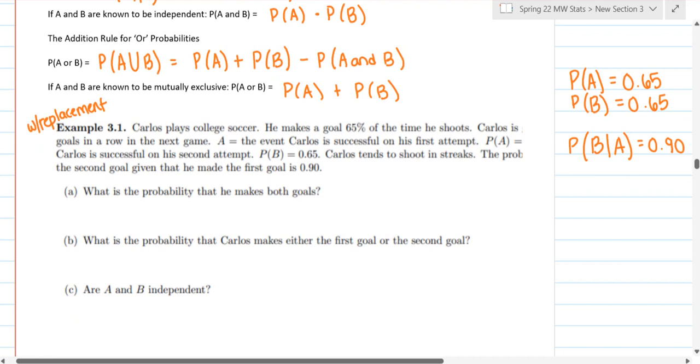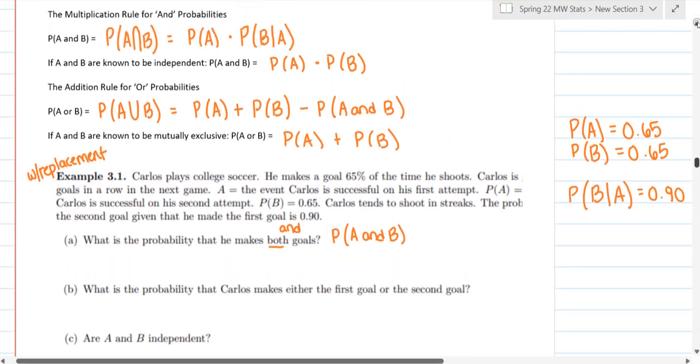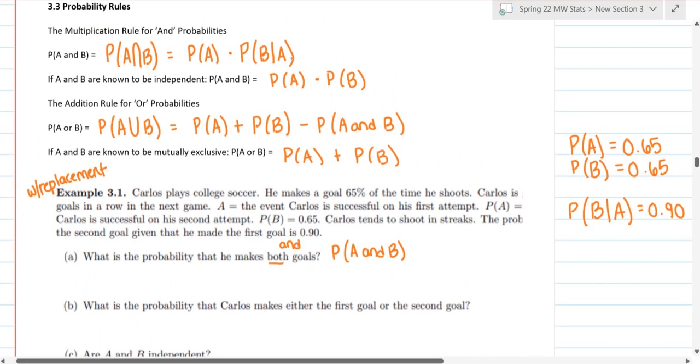What is the probability that he makes both goals? That's and. So both goals is going to be and. We're going to say the probability of A and B, and we go up here to our first formula. The probability of A and B is the probability of A times the probability of B given A.